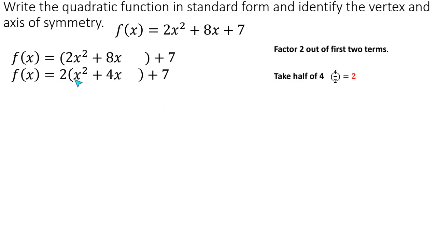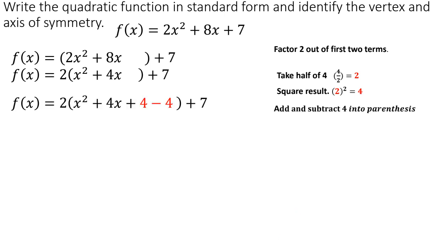And so if I factor it out, I'm going to have 2 divided by 2 is x squared. 8 divided by 2 is 4. And if I check, I get 2 times x squared is 2x squared. 2 times 4x is 8x. So our next step is take half of b. In this case, b is 4, so half of b is 4 divided by 2 is 2. And then we want to square it, so 2 squared is going to be 4. So now we're going to add and subtract 4 minus 4.